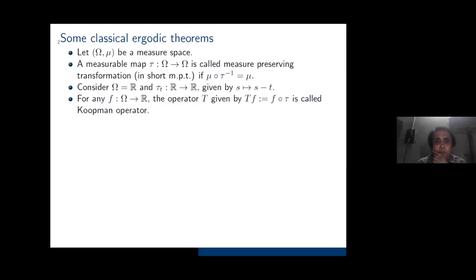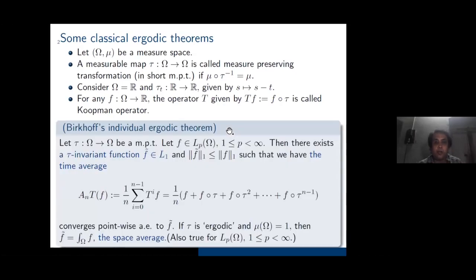And whenever you have a transformation of this kind, you can always take a function f on omega and compose it with tau, and you get a new function. You denote it by T of f, and this T is linear in f. This is called the Koopman operator, or sometimes people say the composition operator.